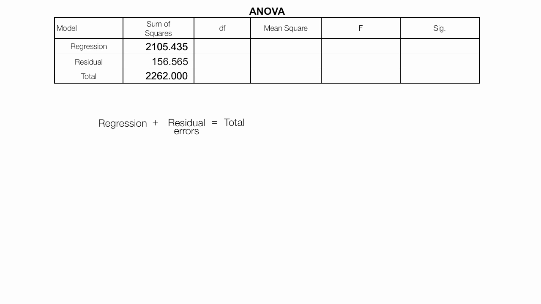Let me show you. 2,105 plus 156 is equal to 2,262. Again, I'm rounding. That's okay.